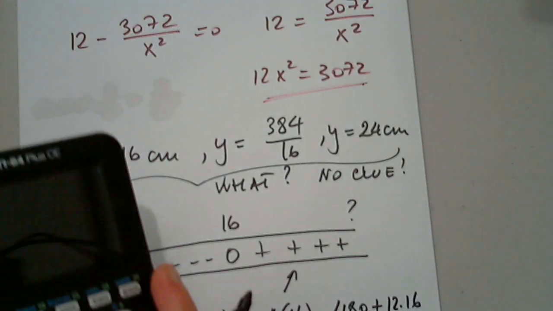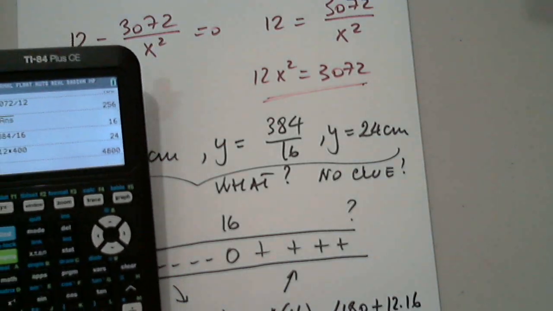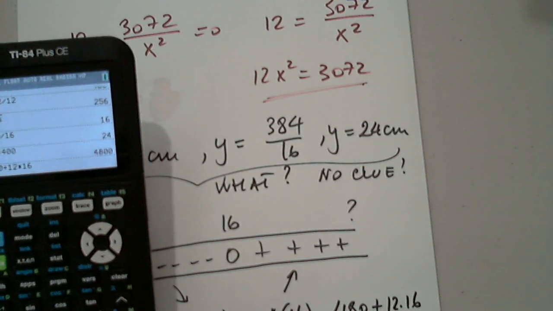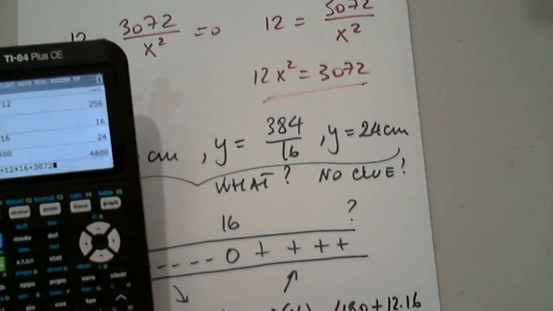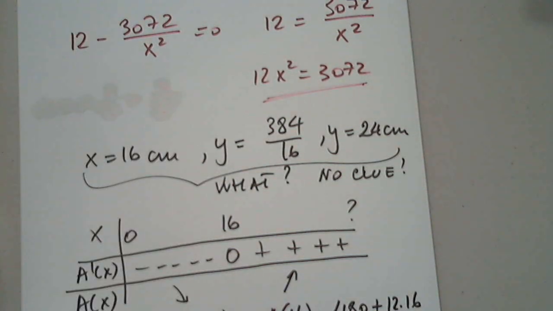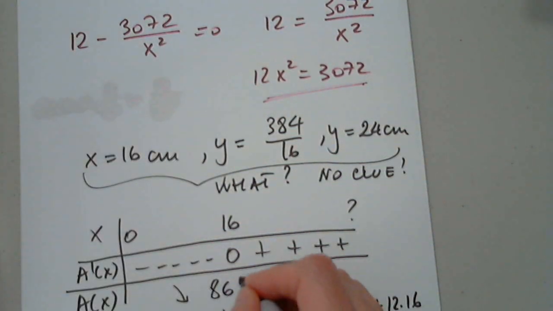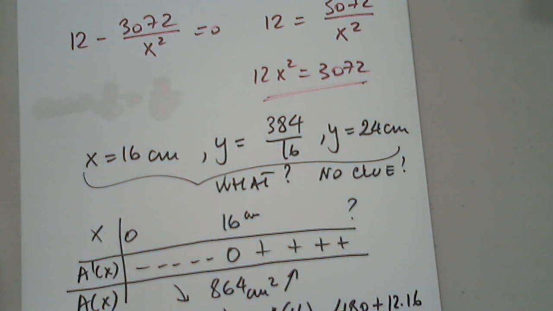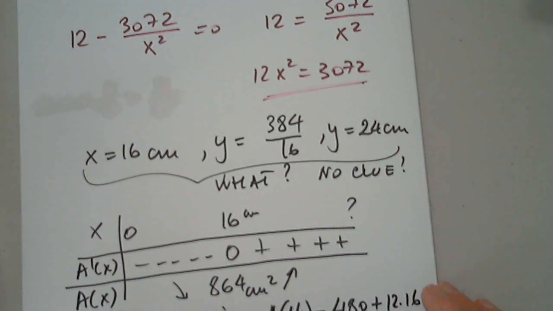I don't know if they asked for the minimum, but I don't care. I'm going to determine it. 480 plus 12 times 16 plus 3072 divided by 16. Okay, 864. And it has to be centimeters squared, and this is in centimeters. Any questions? Any questions on this problem?